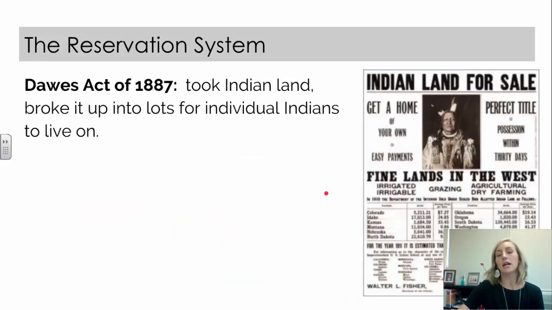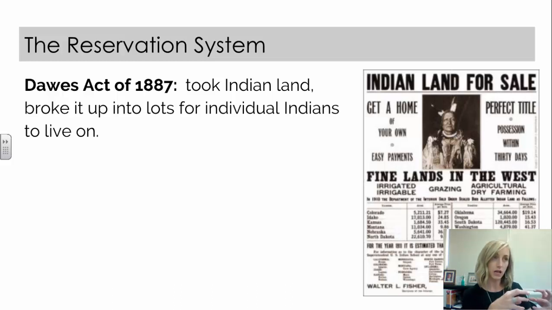So sometime after the Homestead Act, and as more people are moving out there and there's more and more conflict with Native American Indians, the government institutes the Dawes Act of 1887. You should make a note that this was the second law, right? This was the second law that the government made that forced Indians off of their lands. So it took Indian land, broke it up into lots for individual Indians to live on.